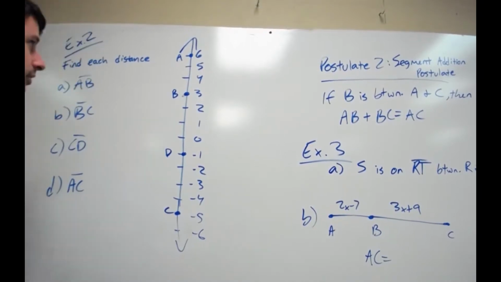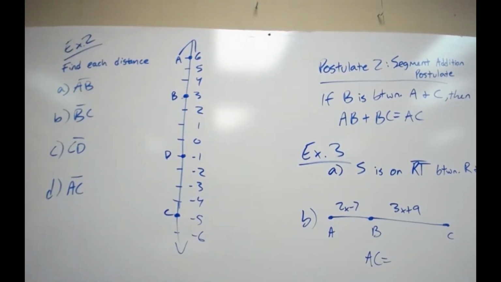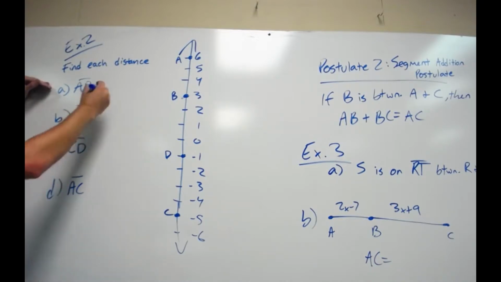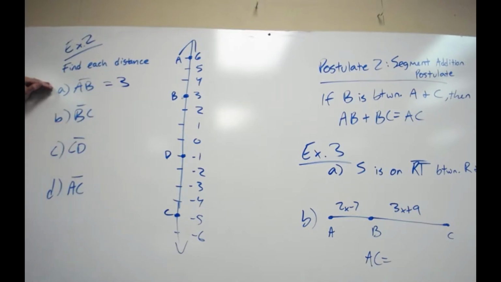Let's continue in lesson 2. Looking at example 2, it just says find each distance. So we need to find the distance from A to B. Now, yes, you could count 1, 2, 3. Distance is 3. But just remember you can always do the absolute value. I'm going to go ahead and say this is 3 just for time's sake.